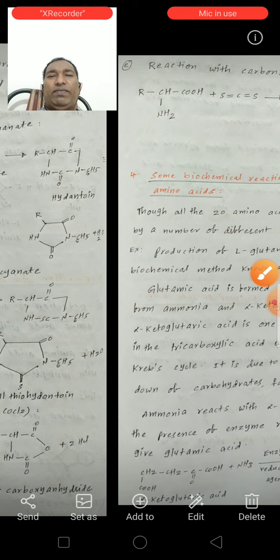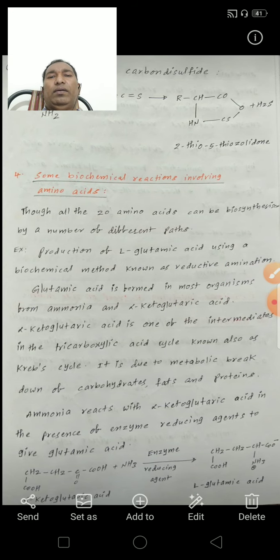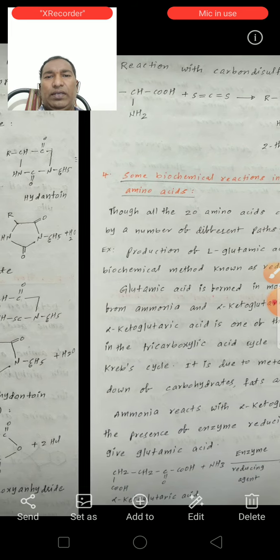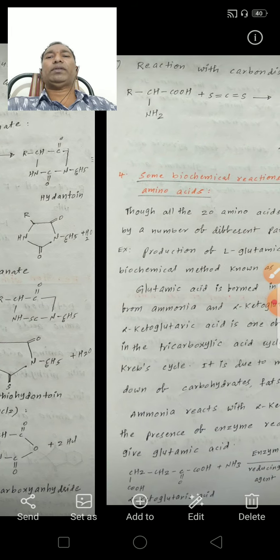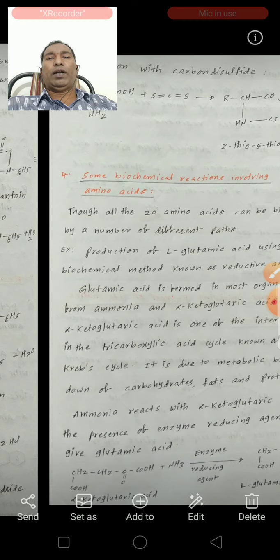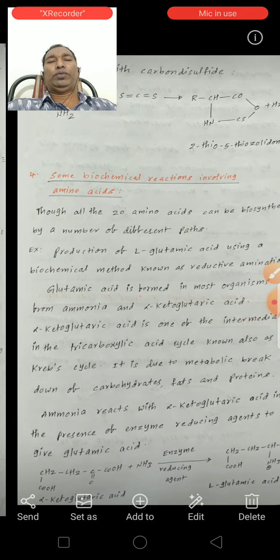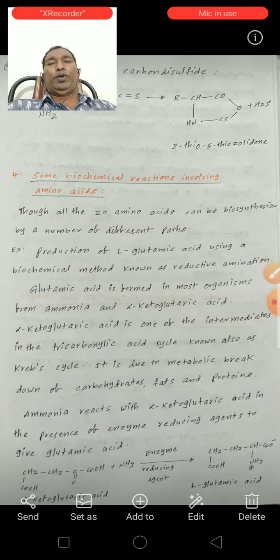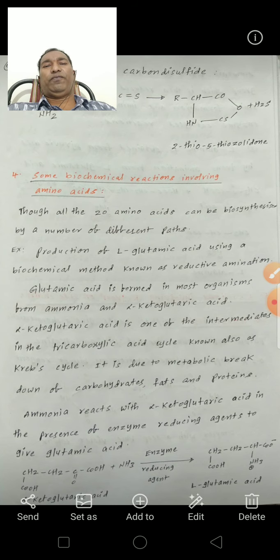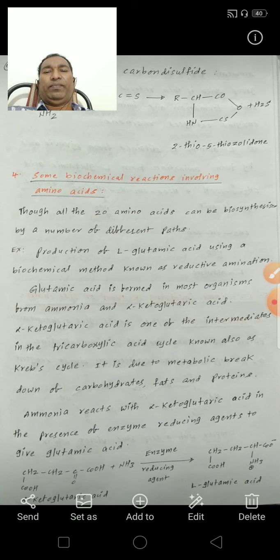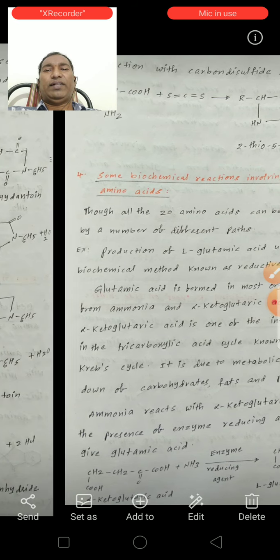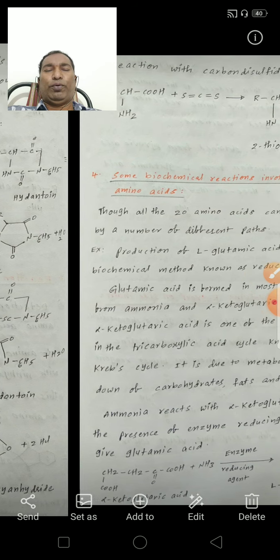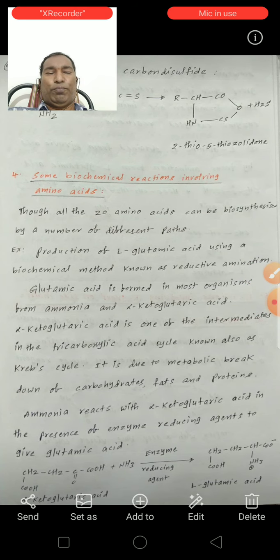So next one, reaction with carbon disulfide. Carbon disulfide formula is CS2. Here amino acids react with carbon disulfide to form a 2-thiazolidone. This is also a 5-membered cyclic ring. In this reaction also, the NH2 group and COOH group both participate to form the product.